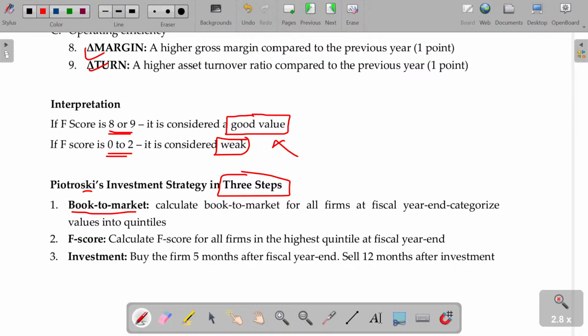Book to market. Calculate book to market for all the firms at fiscal year end. Categorize values into quantiles. Okay. Then use the F score. Calculate F score for all the firms in the highest quintile at fiscal year end. Invest in the firm 5 months after fiscal year end, sell 12 months after the investment. So this is how we can plan. Okay. Now book value to market price. You have to calculate this first of all for all firms. Okay. And categorize that into quintiles.